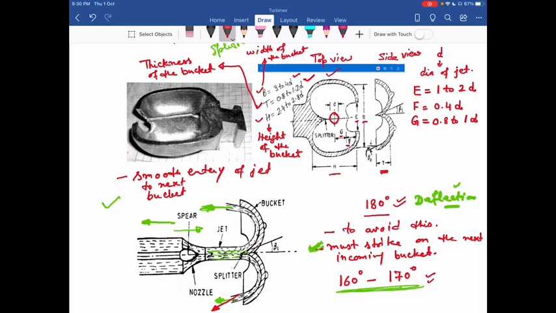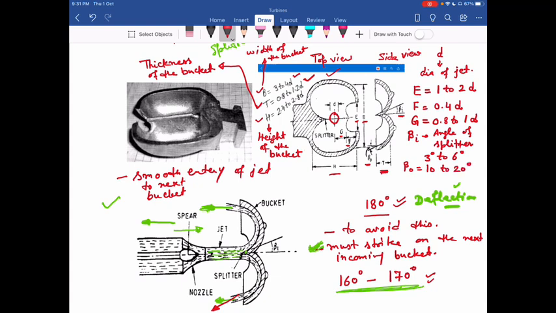Then we have two angles. One is called beta I. So beta I is the angle of splitter, and its value is 3 degrees to 6 degrees. Then angle beta O. This is angle beta I. Then this angle beta O is 10 to 20 degrees.